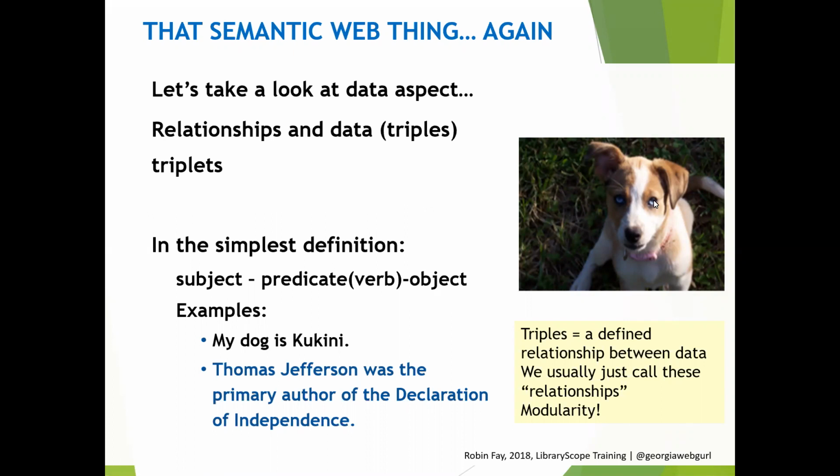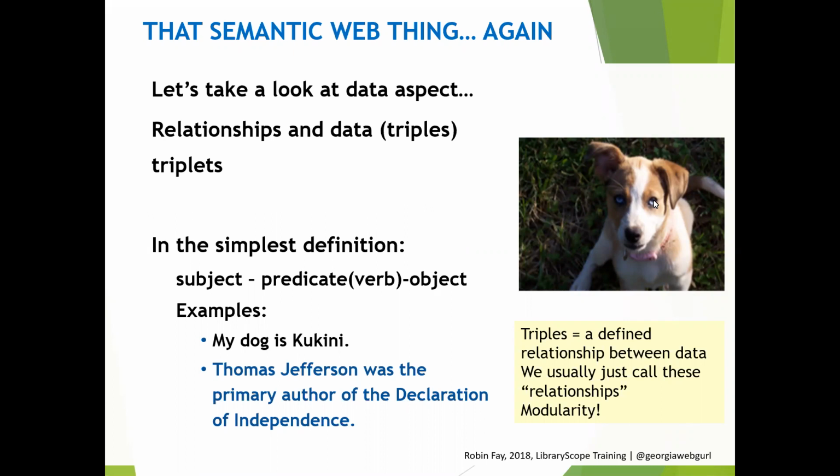So this is very much a data aspect part of this. It has to do with the relationships and data. These are called triples or triplets, depending on which resource you're looking at. The simplest definition is that it's a relationship between the subject, the verb, and the object. If you learned this back in elementary school, that's the idea of it. You know, my dog's name is Kukini. My dog is Kukini. Thomas Jefferson was the primary author of the Declaration of Independence, that sort of thing.